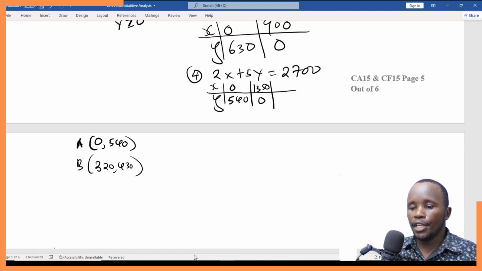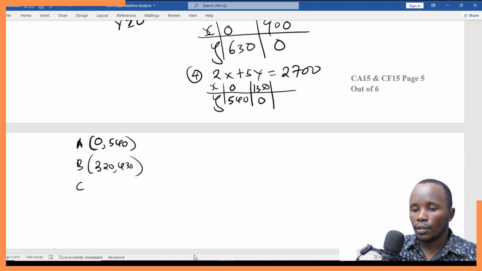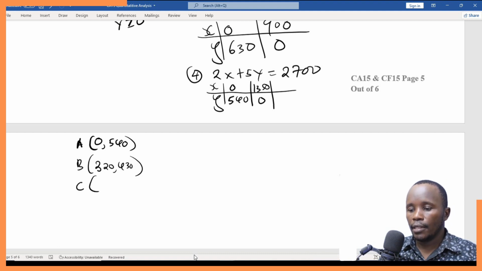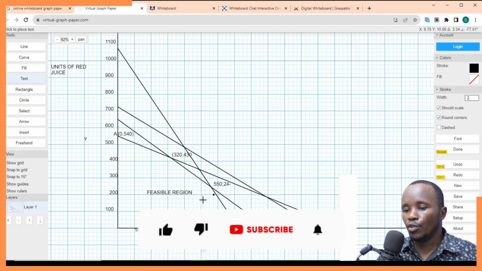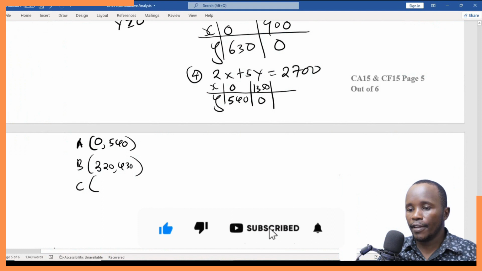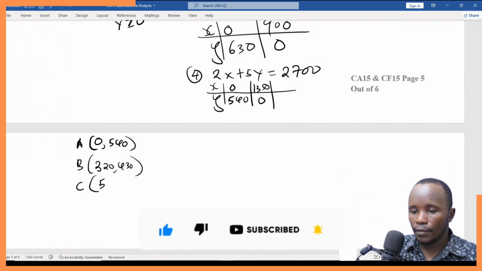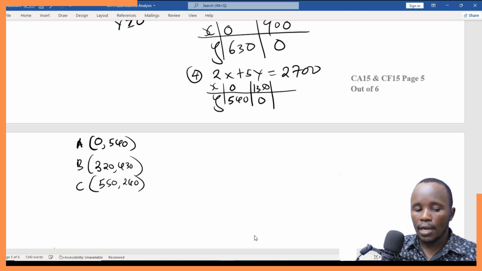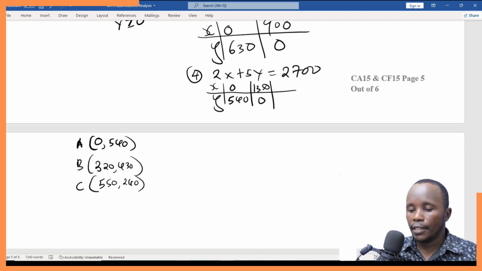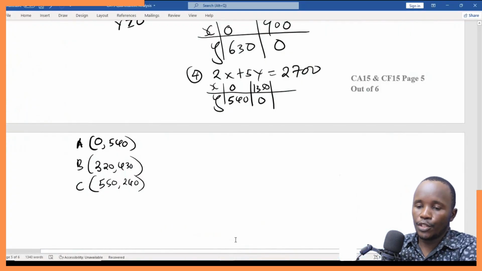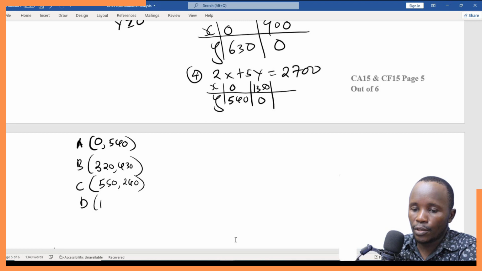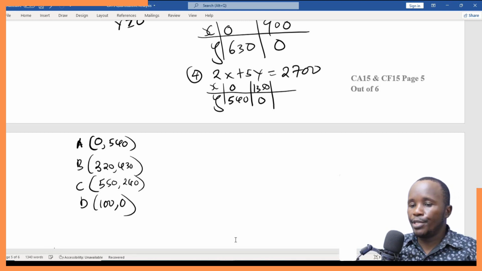Then C has, let's go to the graph, C has 550, 240. And finally, we have D. D has, you go to your graph, D has 100, 0.